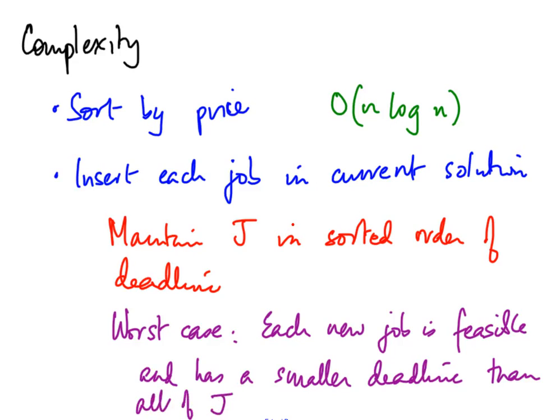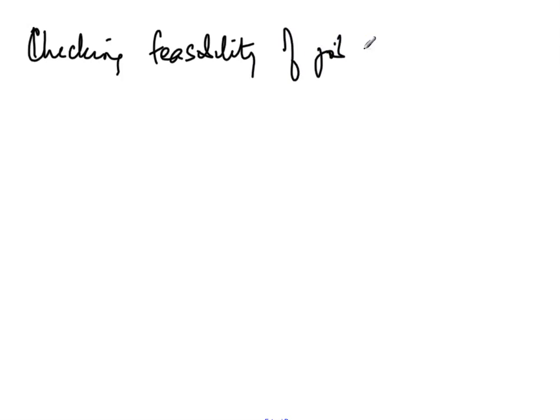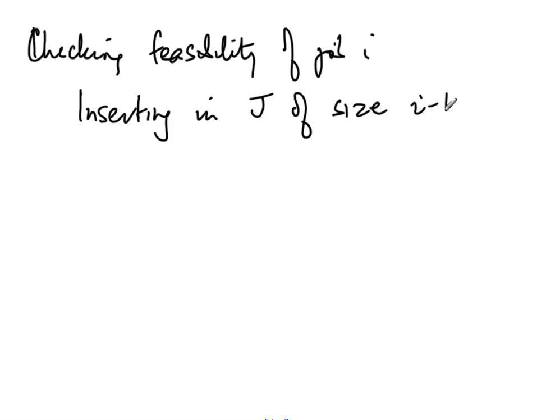Okay. So in the worst case, checking feasibility of job i involves inserting in J of size i minus 1, and so this takes something like i minus 1 steps, because I have to step through i minus 1 positions before I find the insertion point.